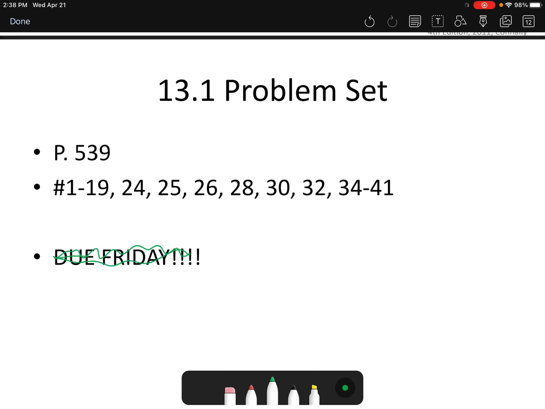Now, don't worry about this due Friday business. Whenever we get to this, I don't know when we get to this, but this is our problem set, page 539. It is rather lengthy. Please put your head down into your book and start.